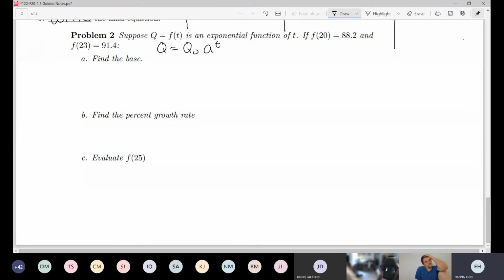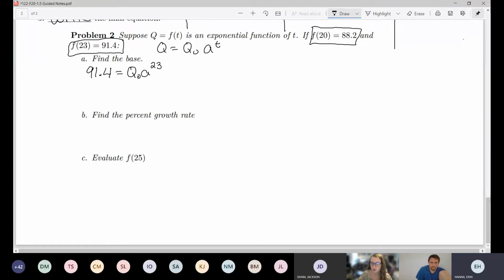So the first thing we're asked for is the base. And the base is the A value. So to find the A value, that's where we need to divide the two equations. So we need to put these 2 points in the form of our equation, and then divide them. So we're going to use the larger t value first. So we're going to have 91.4. Don't know what Q naught is. Don't know what A is. T is 23. And in this case, we literally don't know what Q naught is. So here we don't even have a shortcut. We're going to have to do it the long way.